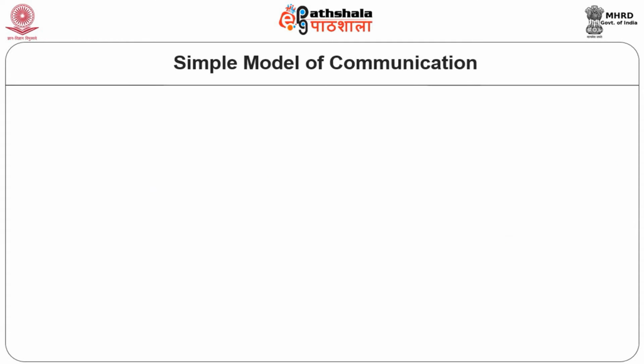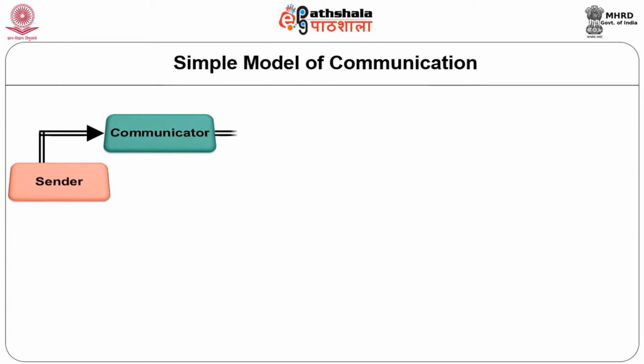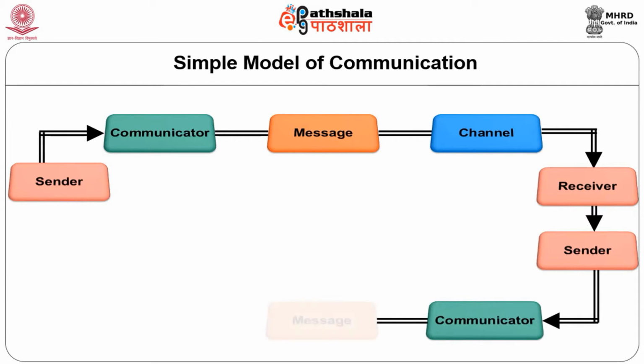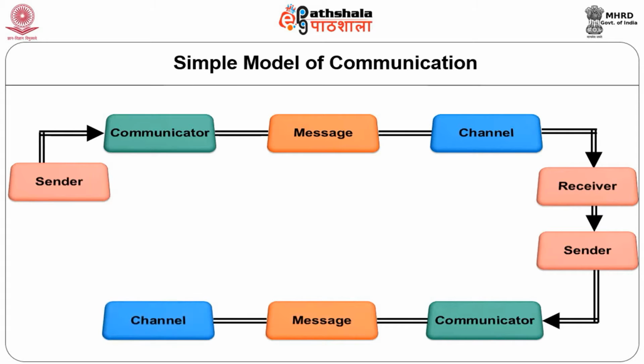We'll now take a look at a simple model of communication which takes a complete cycle from sender to communicator. The message goes through a channel to the receiver, and then once from the receiver, it has to complete the process of feedback, again come back to the sender to complete the process of communication. Otherwise, we would just communicate, and there is a danger that the message communicated by the sender is not received by the receiver appropriately. So with the process of feedback, we try and see whether the receiver has understood the message in the way it has to be understood or not.